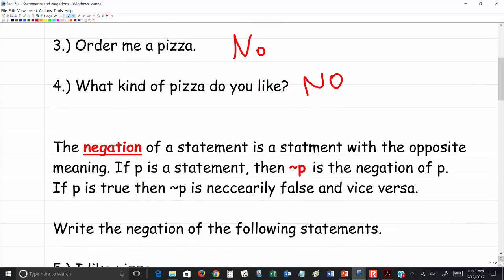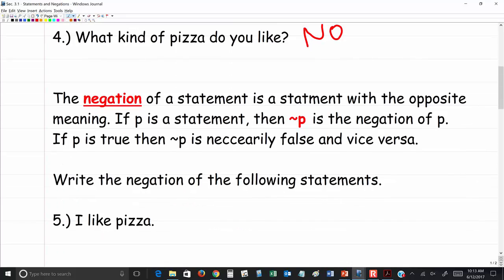All right, so every statement has a negation. The negation of a statement is another statement with the opposite meaning. So if P is a statement, then not P, which is represented with a tilde P, means not P. That's the negation of P. So if P is true, not P is false, and vice versa, because they're opposites.